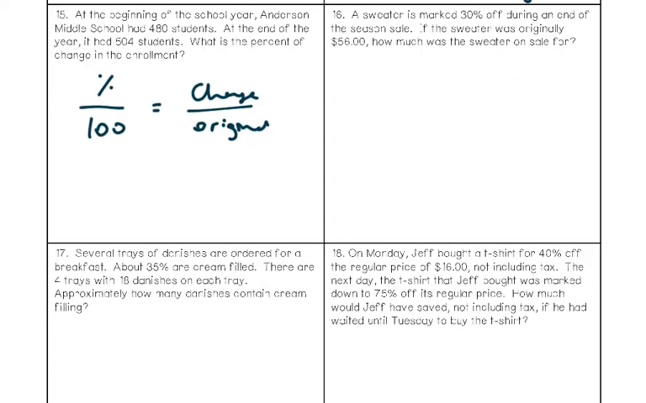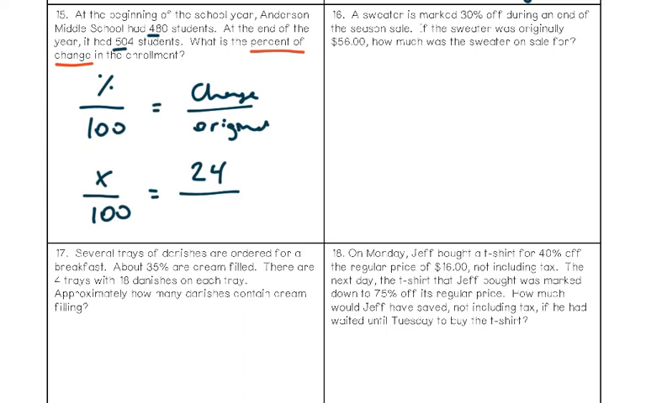15, like 13, is a question about percent change, and you have a formula for percent change. It's percent out of 100 equals the change over the original. Since I'm solving for the percent, my first fraction I'm going to write as x out of 100 equals the change, which in this case is the difference between how many enrolled at the beginning of the year versus how many they had at the end of the year. The difference between those two numbers is 24. I always subtract to find the change.